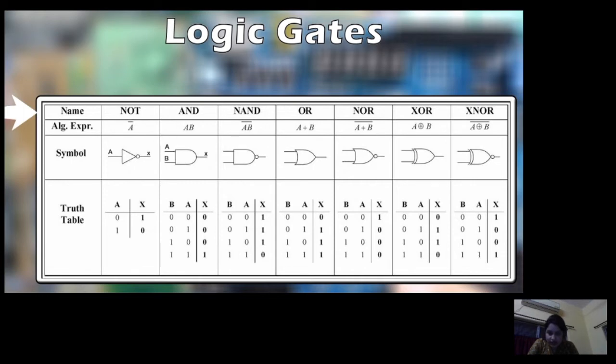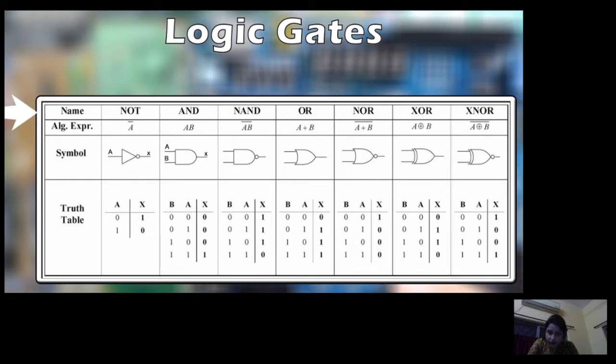Now the XOR gate, you can see it just resembles the OR gate just with another curved line like this at the input. And the symbol is like this with a plus within a circle. This represents A XOR B. So here you can see that the output will be 0 when both the inputs are equal.